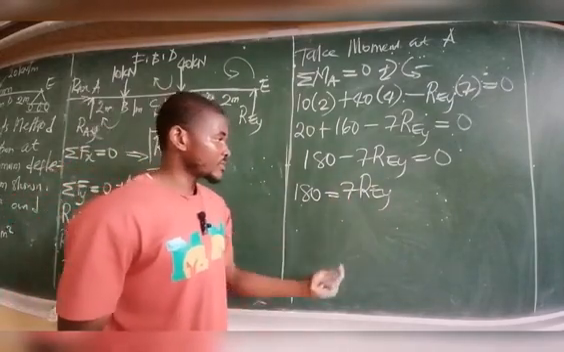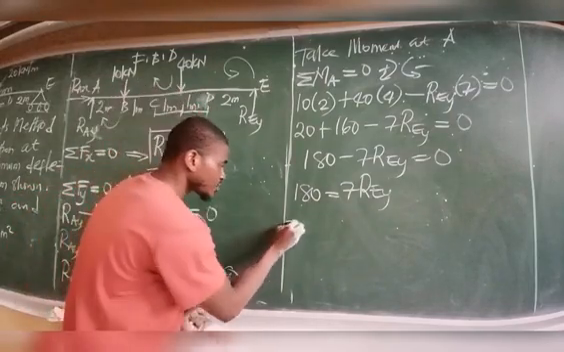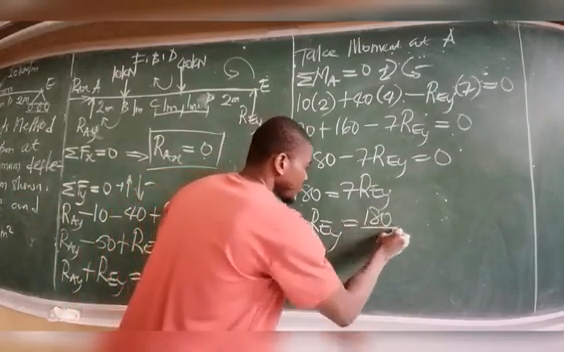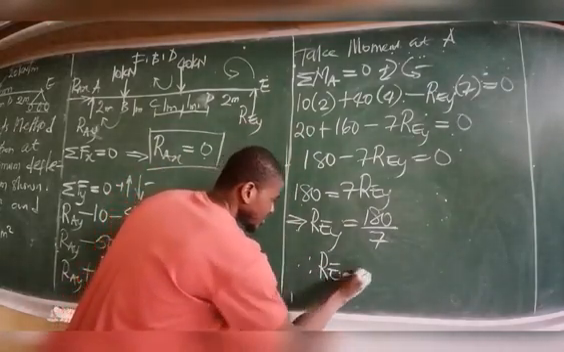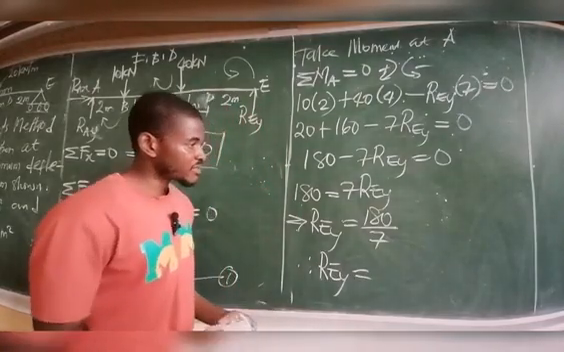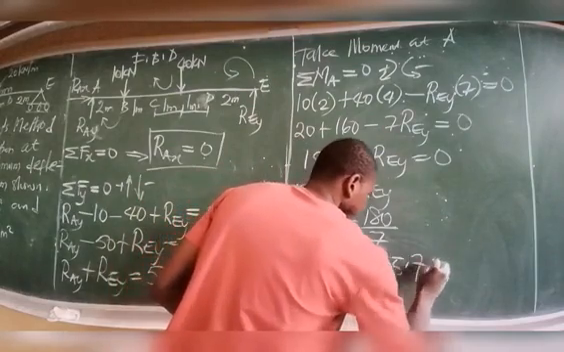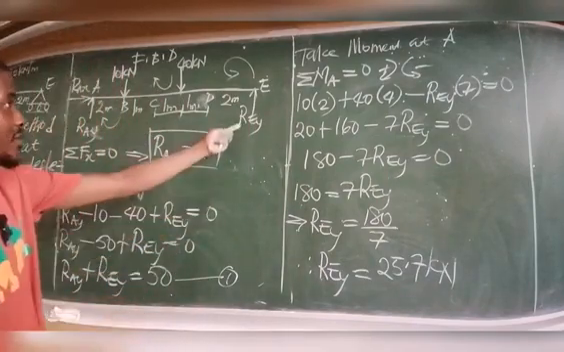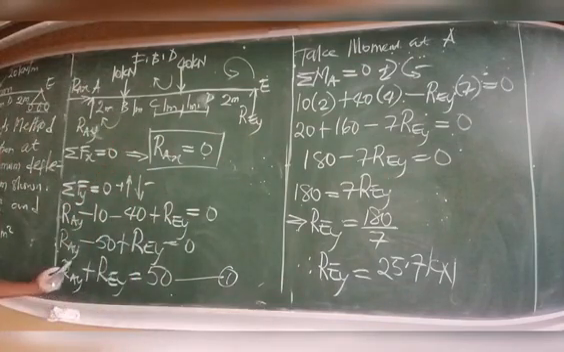Alright, so to make REY subject, which is the unknown reaction at point E, simply divide both sides by 7. This implies that REY is now 180 all over 7. And therefore, the reaction at point E is now equal to 180 divided by 7. So that simply gives us 25.7 kilonewtons. All right, so this becomes the unknown reaction at point E. We can now simply substitute this into equation 1 to obtain RAY. So let's do that now and see.